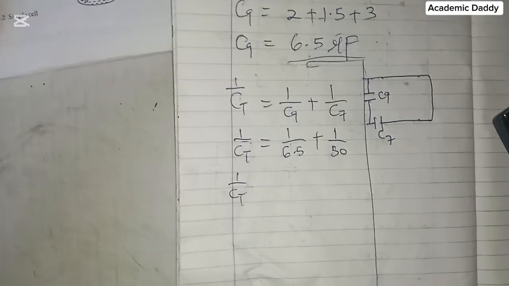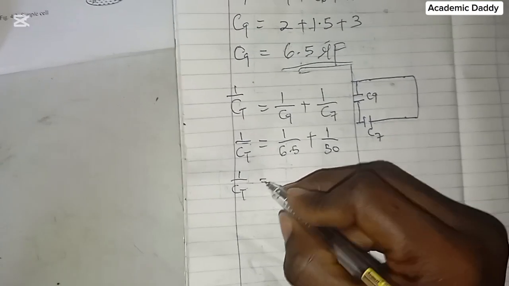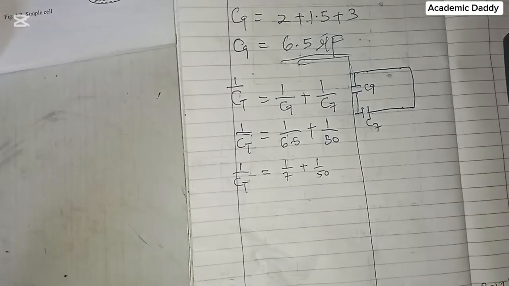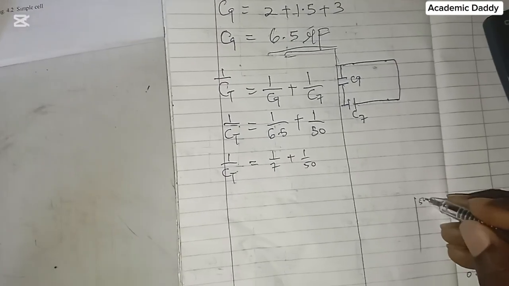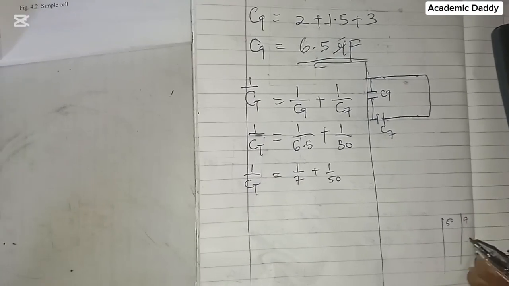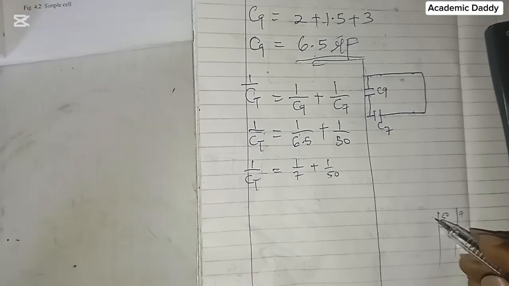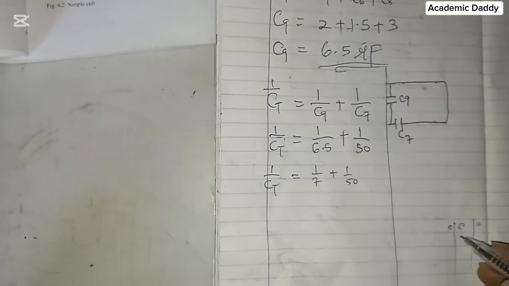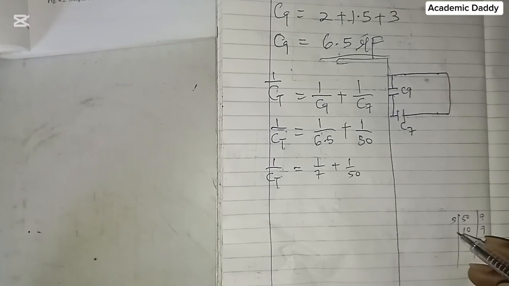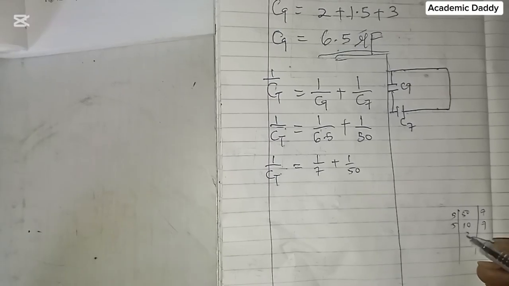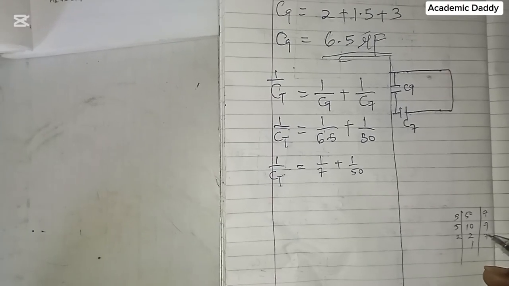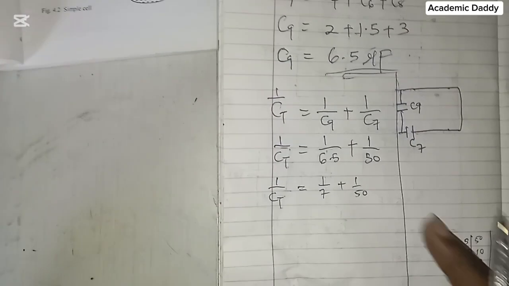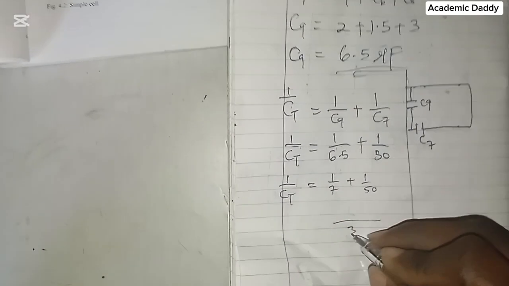By the time you do this, you now have 1 over CT. Let me check the LCM. Let me approximate to have 1 over 7 plus 1 over 50. I know that this is going to involve 50 and 7. 7 is a prime number, so what can divide 50? 5 can go here to give me 10, and 5 can also go here to give me 2. So it's something like 50 times 7, since they do not share a common factor, all over 350.